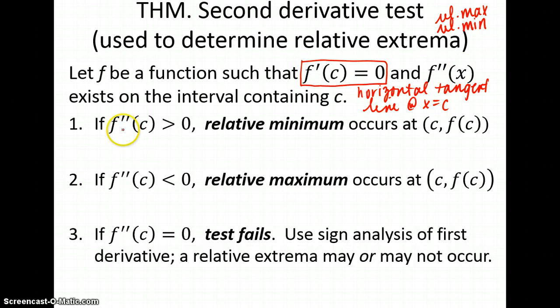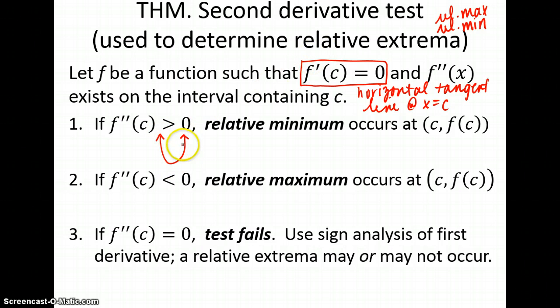Okay, so the theorem says if the second derivative is positive, a relative minimum occurs at that point. So the value is c, and then to get what the relative minimum is, we plug that value back into the function. So think about what the second derivative tells us about the function. It gives us information about the concavity. If the second derivative is positive, then our function is concave up.